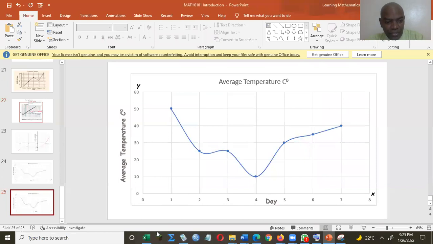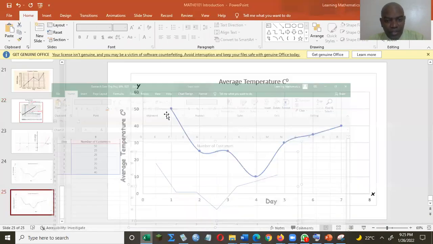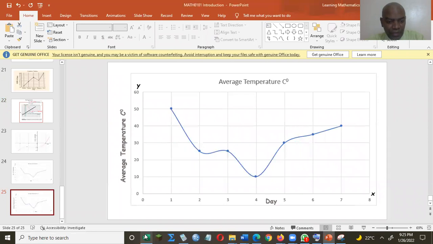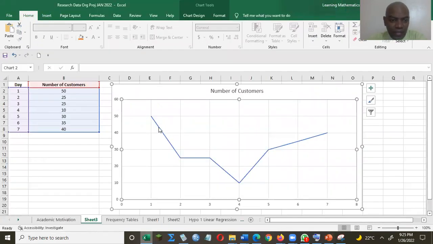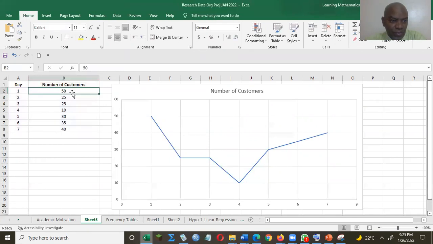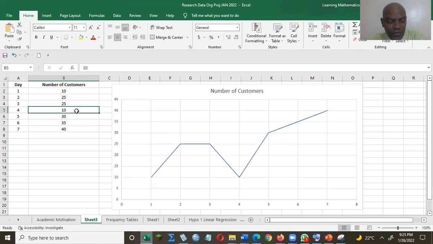Okay, so this can also be appreciated using Excel, for example. Here you have a graph that is already made. The y variable here is number of customers. So if I change this to, let's say, 10, as you can see, the line dropped. So it shows you what happened to the number of customers. The number of customers dropped.